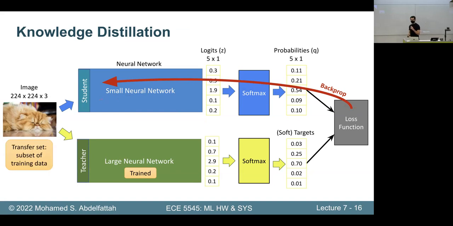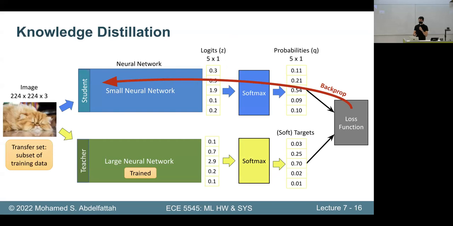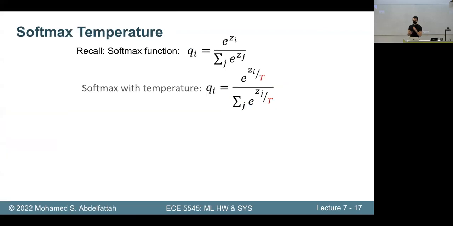And so the images used in this kind of scheme are usually called a transfer set. Typically, it's a subset of the training data. It could be the whole training data, and it could be done during training. But in a specific case, it would be called the transfer set. And then the question now becomes, what is the loss function that we're using here?